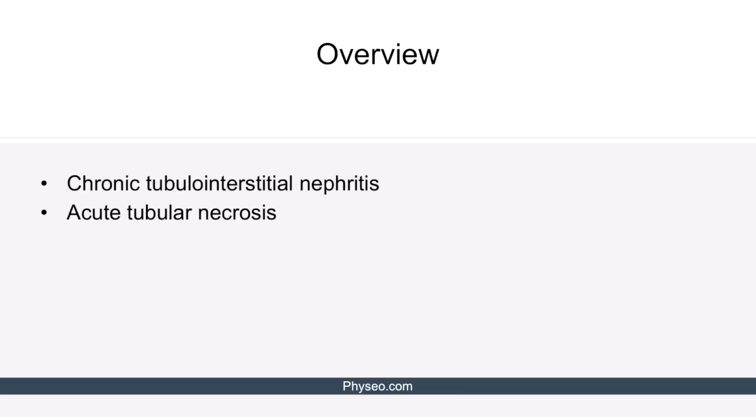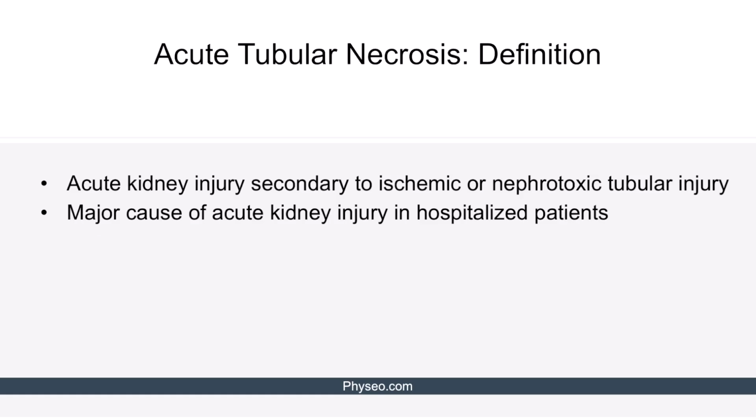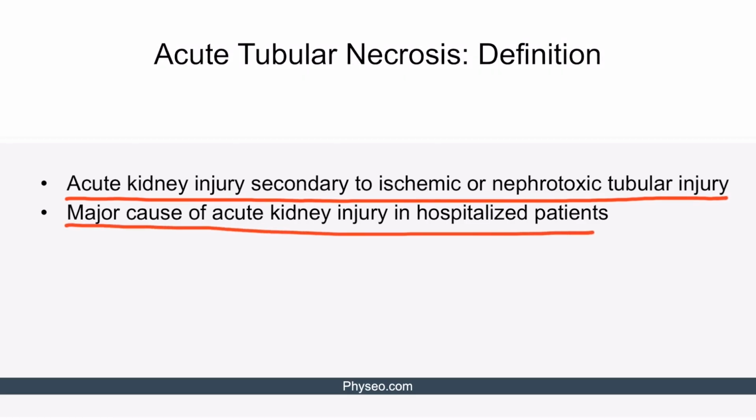Now let's move on to our last topic for this section, acute tubular necrosis. Here's a list of topics we'll discuss for this section, starting with definition. Acute tubular necrosis refers to acute kidney injury secondary to ischemic or nephrotoxic tubular injury. It is a major cause of acute kidney injury in hospitalized patients.